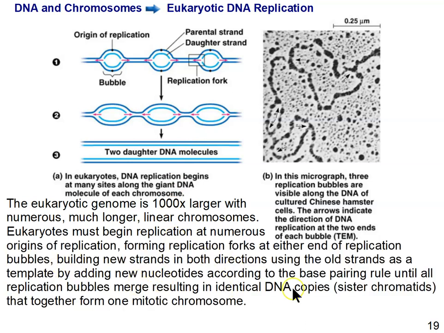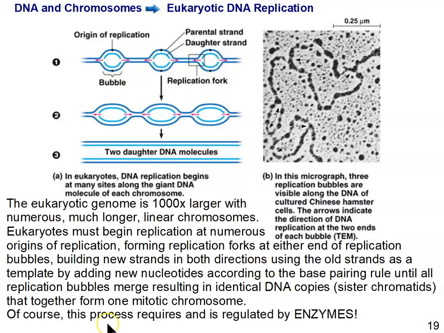So this is all basically explaining what I just explained. These two molecules here that result from the replication of one DNA molecule represent sister chromatids. Again, in eukaryotes, this is one mitotic chromosome, and it's made up of two sister chromatids, and those two sister chromatids are identical to each other because they're the result of replication from a parent DNA molecule. And of course, this is all regulated by enzymes.